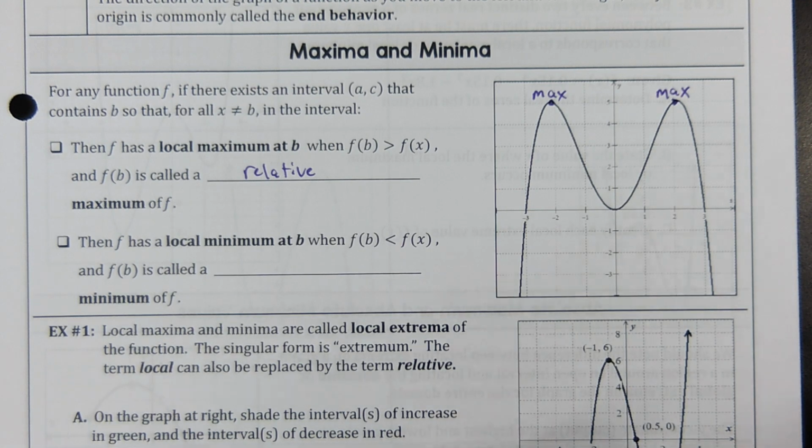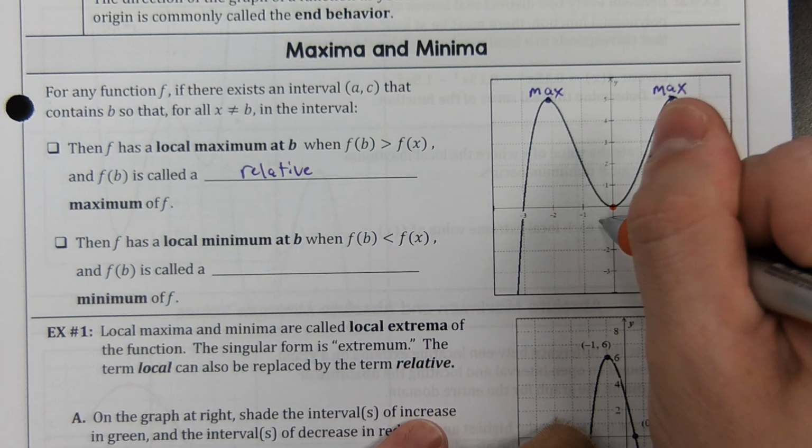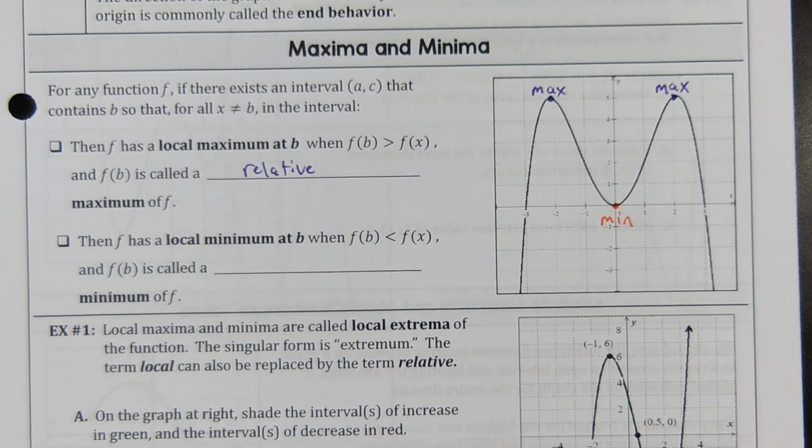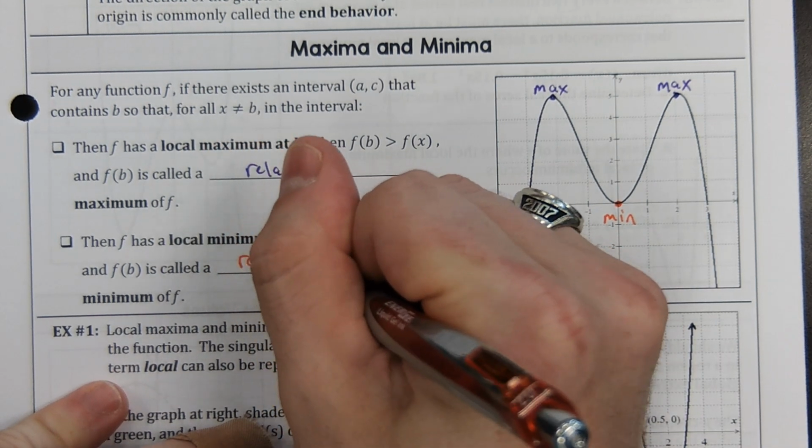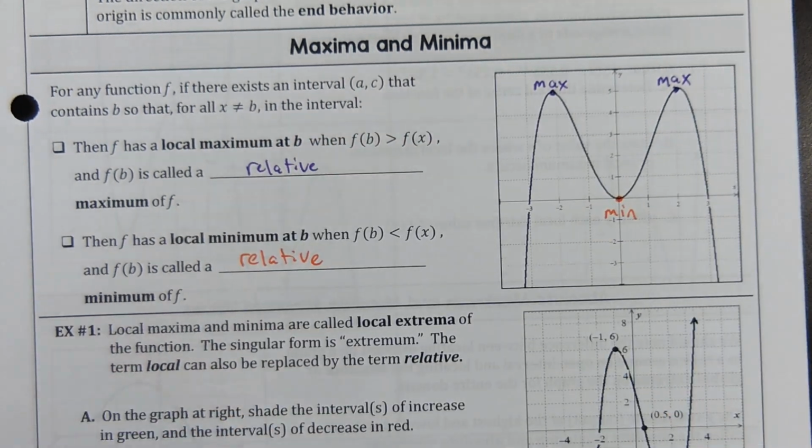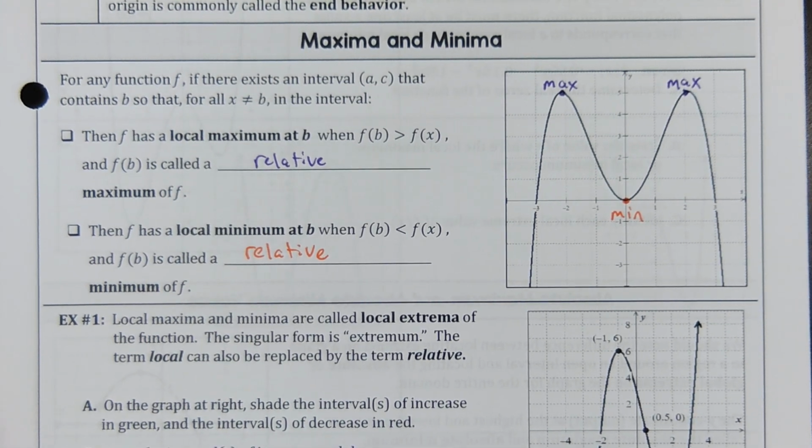And the bottoms, valleys, will be called minimums. This is a local minimum, also known as a relative minimum, for the exact same reasons. That doesn't mean it's the highest on the graph. That doesn't mean it's the lowest on the graph. It just means it's a highish point.